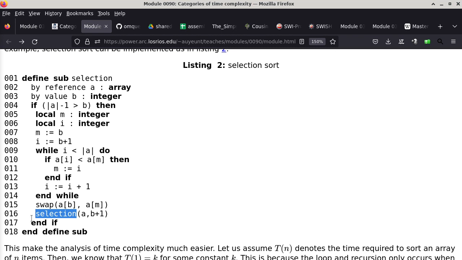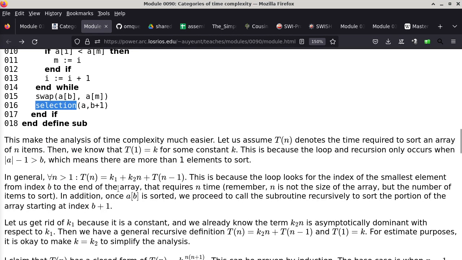Okay. So if that is the case, then what else can we describe? This is because the loop and recursion only occurs when |a| minus 1 is greater than b, which is kind of what I just said, which means there are more than one elements to sort when b is less than |a| minus 1. So in general, for all n that is greater than 1, T(n) can be described as k1 plus k2 times n plus T(n minus 1).